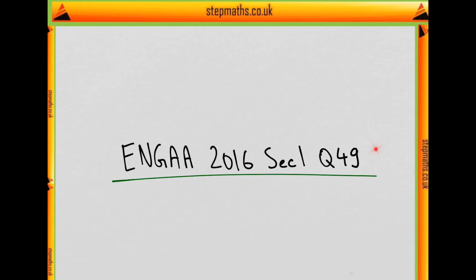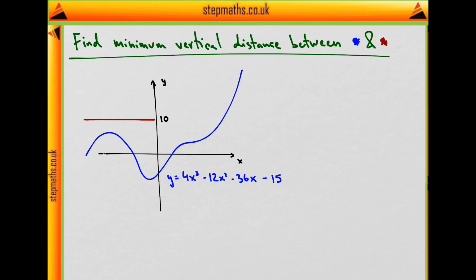In this video, we'll look at question 49 from the 2016 paper. So basically in this question, we have a cursor probably on a screen, which starts at this position (10, 0), and then moves in a negative x direction parallel to the x-axis, while at the same time, up on the screen, we have this blue curve, and we know the equation of this curve.